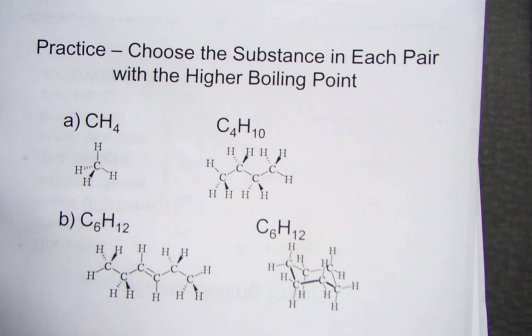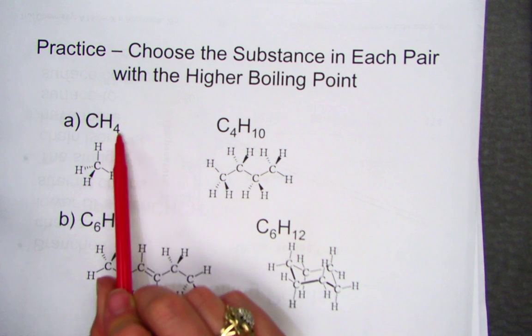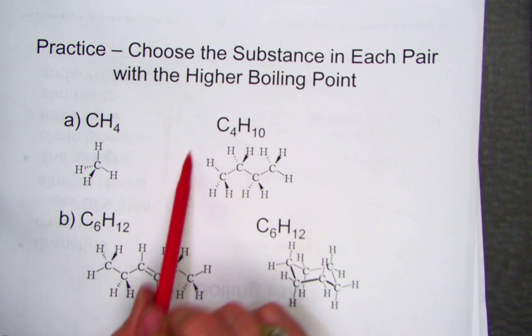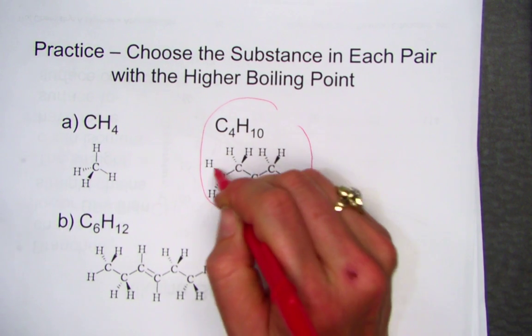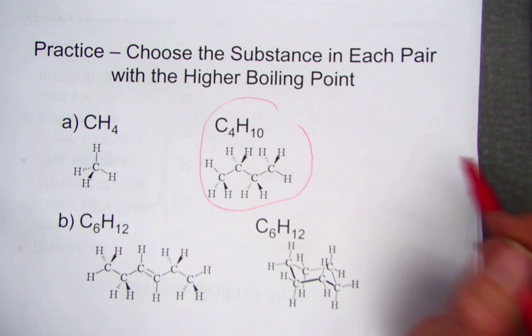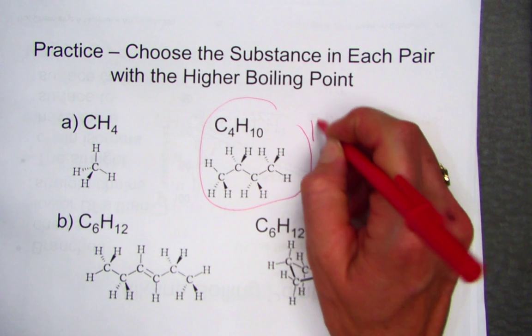Choose the substance in each pair with a higher boiling point. We're asking ourselves, thinking about molecular mass and surface area. Here we have a methane molecule, CH4. Here we have a butane molecule, C4H10. Clearly the molecular mass is larger in the second structure. Higher molar mass, larger surface area will create more London dispersion forces and therefore a higher boiling point.